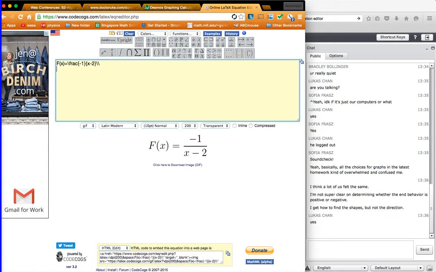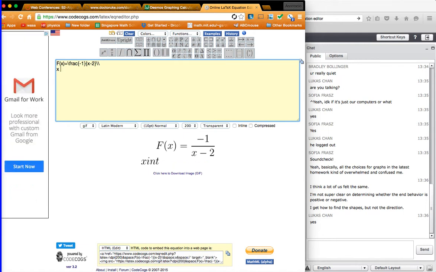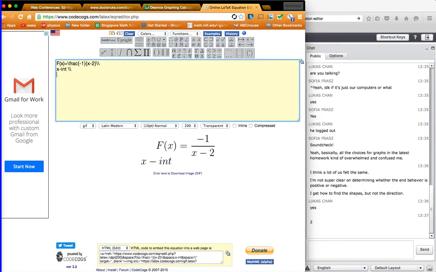First of all, let's see, x-intercept, x-int, and then y-int, and horizontal asymptote, and vertical asymptote. All right, so all I'm doing is saying, okay, what is the x-intercept? The x-intercept is when you set y equal to 0. Got it?